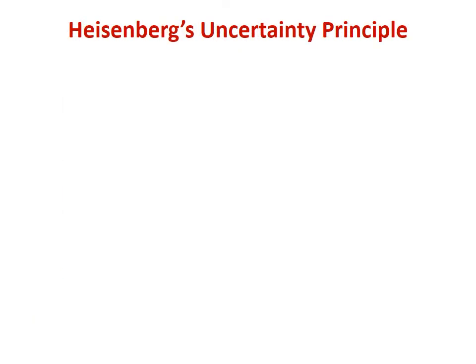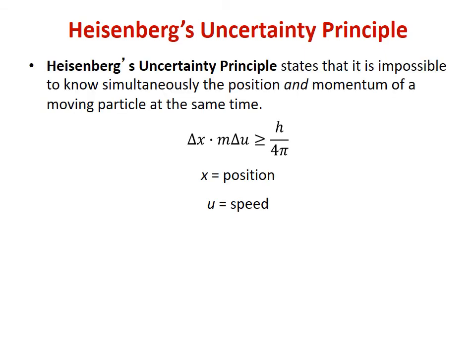If a particle, such as an electron, also has wave properties, can we determine its position? A German physicist postulated that it is impossible to know simultaneously the position and the momentum of a moving particle at the same time. The mathematical equation for this Heisenberg uncertainty principle is that Δx, okay, x is the position, so Δx is the position change or the uncertainty of position. Δu is the uncertainty of the speed, so times mass, and this is the uncertainty of momentum.